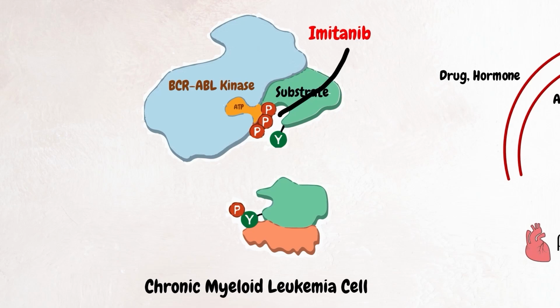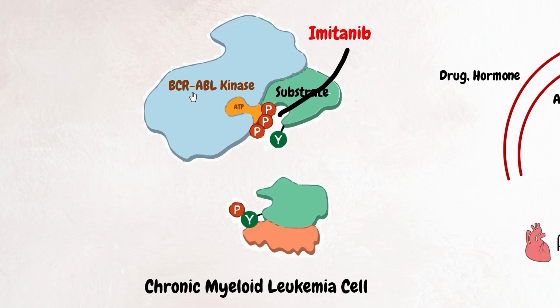Now here, we will take an example of imatinib, which is a medication used to treat certain types of cancers such as chronic myelogenous leukemia, gastrointestinal stromal tumors, and some other rare cancers. Its mechanism of action involves targeting specific enzymes known as tyrosine kinases, which are involved in the growth and division of cancer cells. Imatinib works by binding to the ATP binding sites of these enzymes, which prevents them from functioning properly. Specifically, imatinib targets the BCR-ABL kinases. Now, these are the enzymes found in CML cells and are responsible for their uncontrolled growth and division.